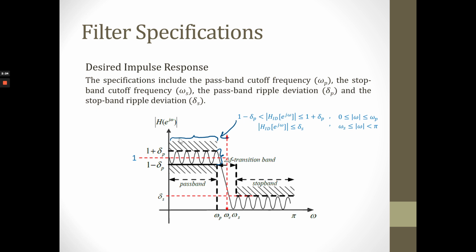So this is for this region of frequency, and the value of the magnitude of the ideal impulse response is within this range, for frequency larger than omega s and lesser than pi, where the magnitude is equal or lesser than delta s, the stop band ripple deviation. So between omega p and omega s is the delta omega.